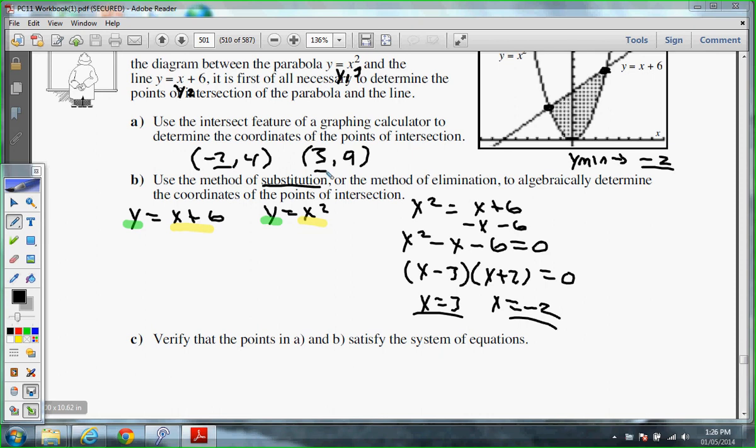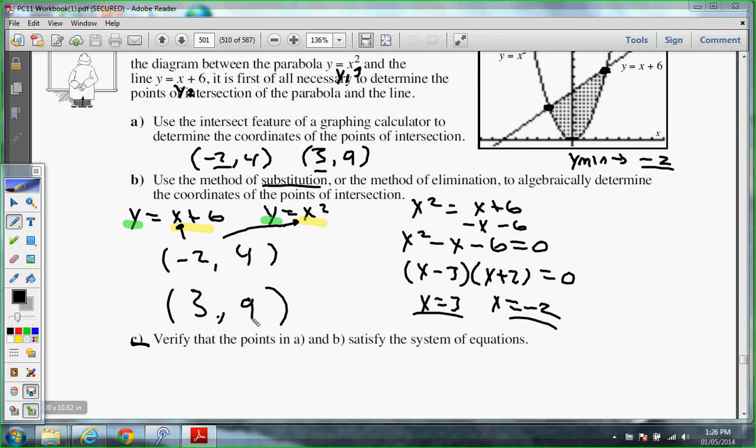Okay, we already know it's going to be 4 and 9, but to finish these problems off, you just take -2 and plug it in to either equation. So -2 plus 6 is 4. -2 squared is 4. We'll check it down here in a second. You'll see a little bit better. This one, put the 3 in. 3 plus 6 is 9. 3 squared is 9. And that would be your answers. So same ones we got using our calculator.